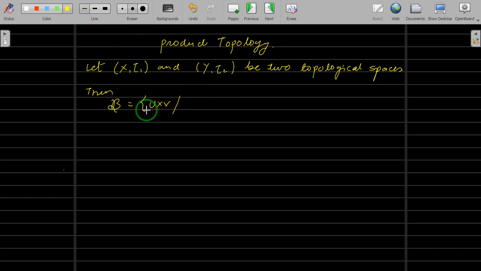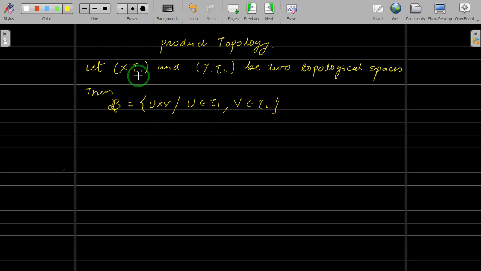Now here, let us take the set of all U cross V, where U is from the first space, that is X, this topological space, and V comes from the other topological space. So let us take U such that U belongs to tau 1, which is open in X, and V belongs to tau 2.